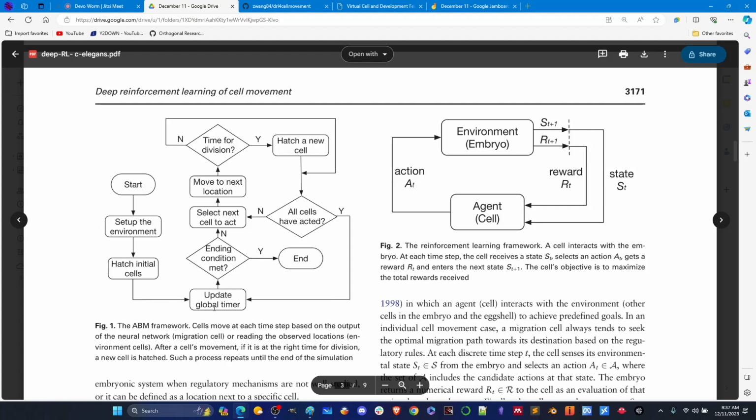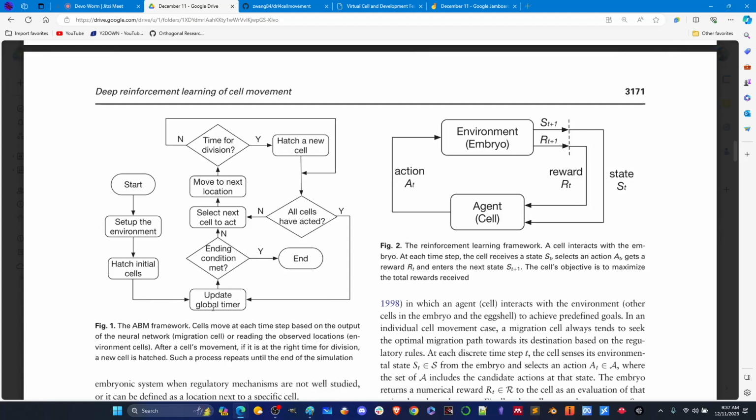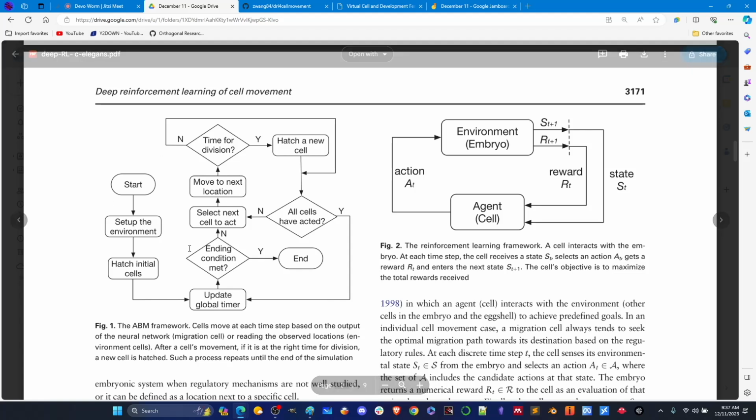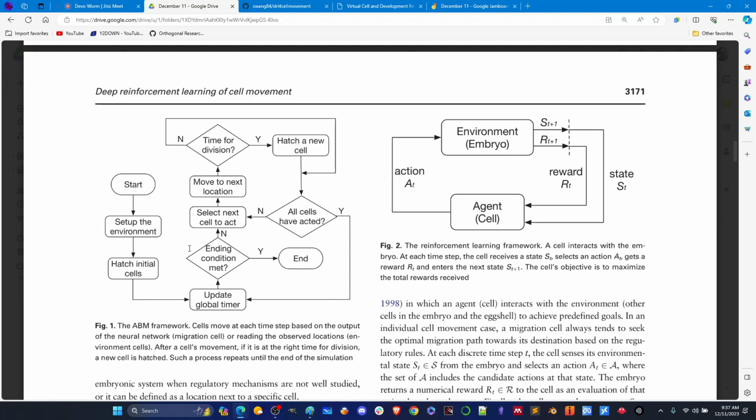They're updating the global timer, so there's this timer that goes. Then is the ending condition met? Is it in the place that it needs to be? If not, then you select the next cell to act.